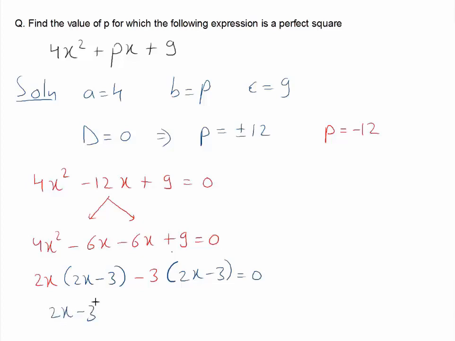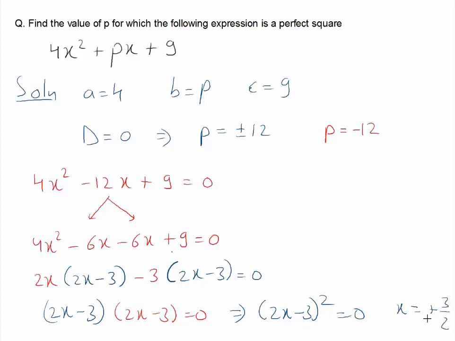So we can take 2x minus 3 whole common. We'll get 2x minus 3 equals 0. So if you realize, this expression just became a perfect square. And if you want to find the roots, we will get equal roots, and both roots being equal plus 3 by 2. Now let's move on.